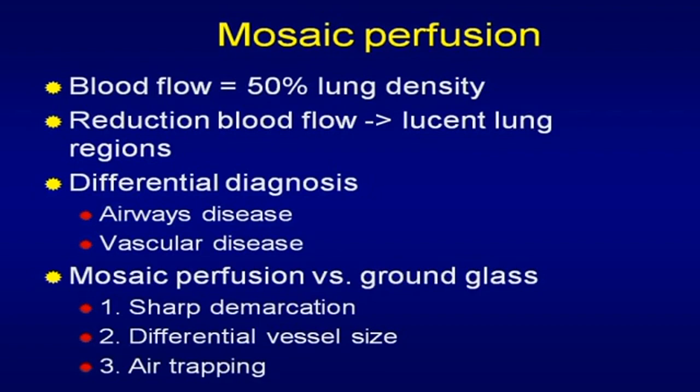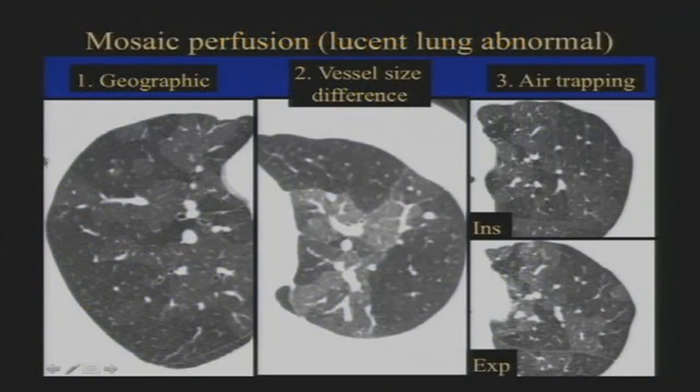Notice on the first one how geographic those areas of lucent lung are. So sharply demarcated between lucent and opaque. Very characteristic of mosaic perfusion, so the lucent lung is abnormal. This is someone with bronchiolitis obliterans or constrictor bronchiolitis. Okay, an example of vessel size discrepancy. Notice how in the lucent lung the vessels are much smaller than in the opaque lung. The opaque lung here is normal because all that blood is now being perfused in this area. And this is someone with chronic PE who has mosaic perfusion.